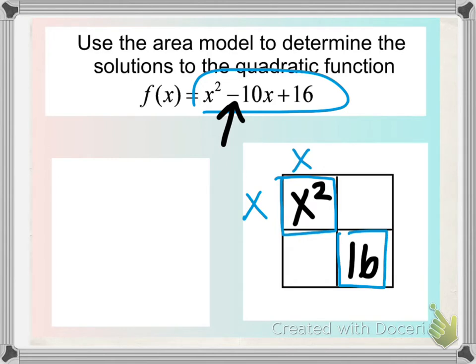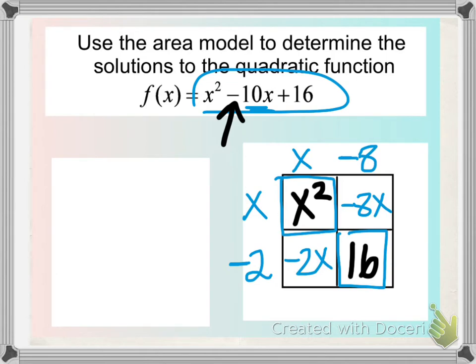Well, I know 4 times 4 is 16, and 8 times 2. I'm going to use 8 times 2 because those will add to give me 10. But I want it to give me negative 10. So if I made this negative 8 and I made that negative 2, when I multiply, it still gives me positive 16. So the area of the second box is negative 8x, and the area of the third box is negative 2x.